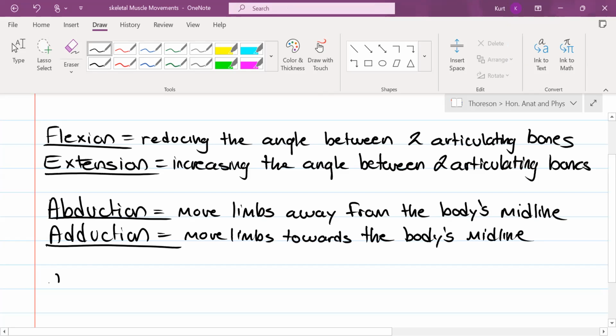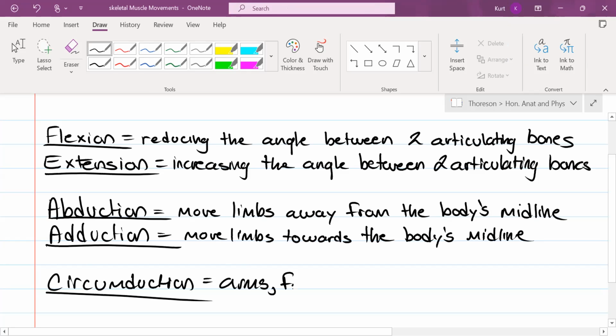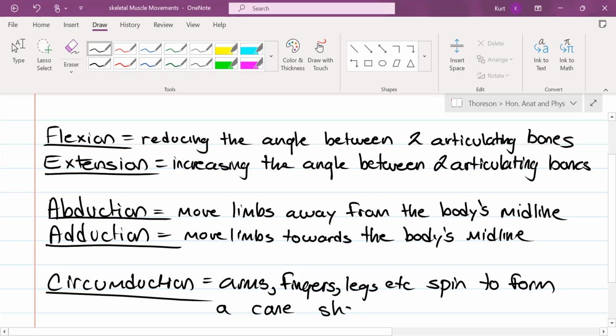Okay. And the last one is going to be circumduction. It's where arms, fingers, legs, etc. spin to form a cone shape. So you're kind of like this. You can do this with your leg, your hand, your fingers. You can do that. That's all going to be circumduction.